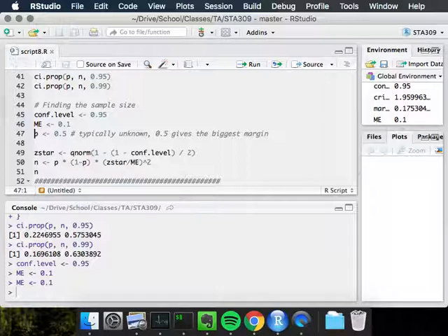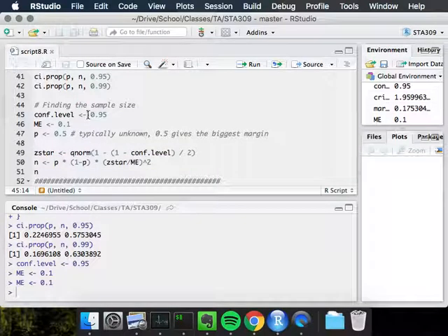We can just put the square root of n on the other side and then put the margin on the other side. And if you manipulate it, you'll get this equation, which is basically the same thing. It's p times 1 minus p times the critical value, z star, divided by the margin, squared. So you can just do this by hand. If you do this mathematically, you just get this equation.